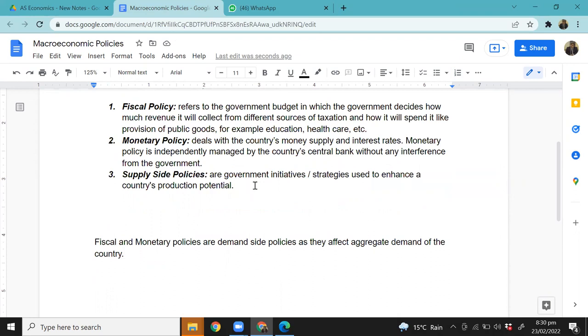Now, think about some possible government initiatives or strategies that it can use to boost the country's supply. So what strategies or initiatives can a country use to boost its aggregate supply? Can you think of a few examples? What strategies and initiatives can a government use to boost its aggregate supply? What do you think? Invest in education. Amazing, amazing.